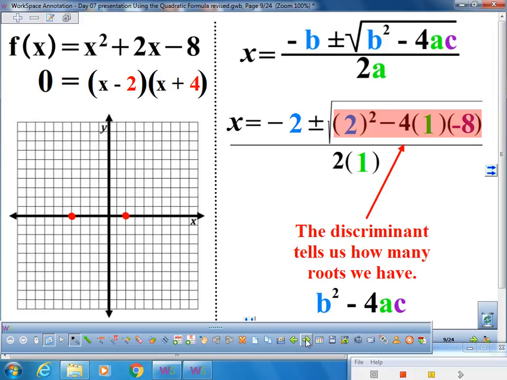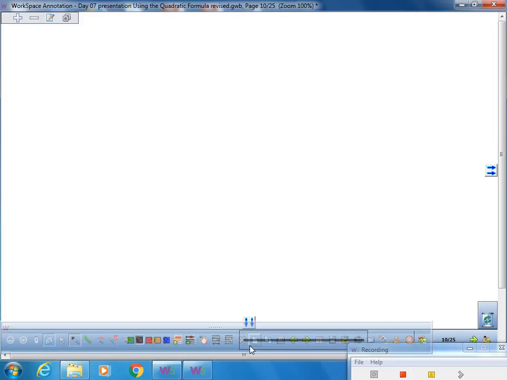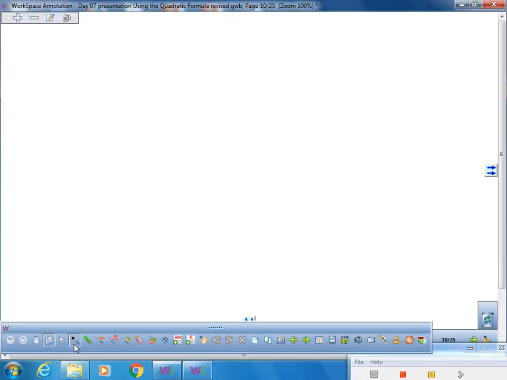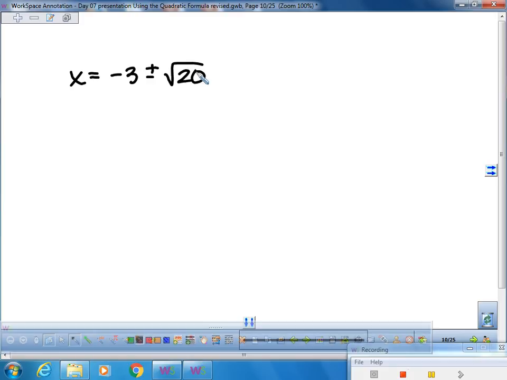The discriminant, this part, it's not with the square root, it's just what's underneath the square root, tells us how many roots we have. Okay, let me give you 3 different scenarios. So let's say I come up with an answer of negative 3 plus or minus the square root of 20. That's what we were just doing, right? So that tells me I've got 2 different roots, correct?